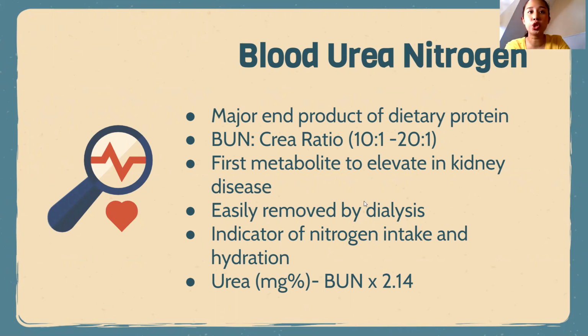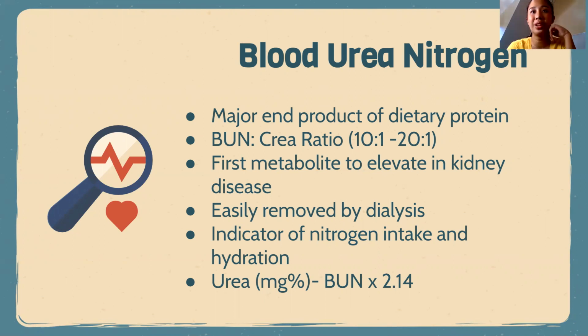So, class, the normal ratio between your BUN and CREA is 10:1 to 20:1. This means, guys, for every one CREA, there are 10 to 20 BUN. So, the concentration of BUN is high in our urine and serum. It is the first metabolite to elevate in kidney disease.